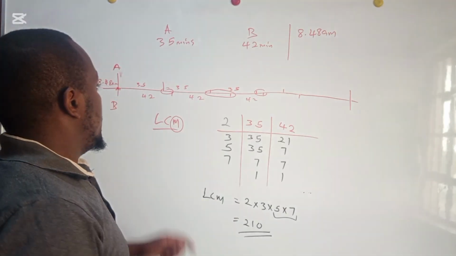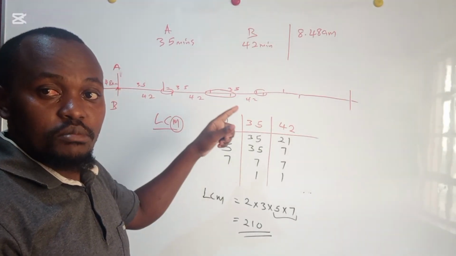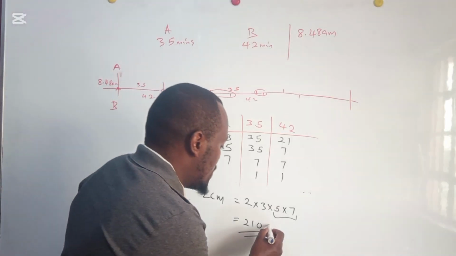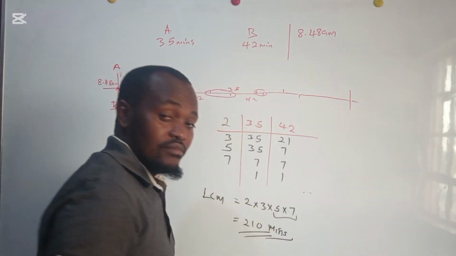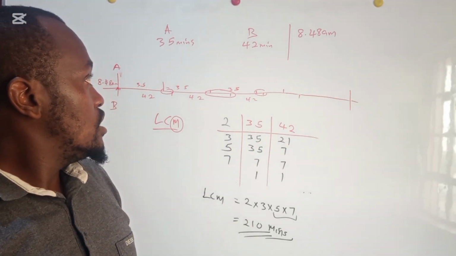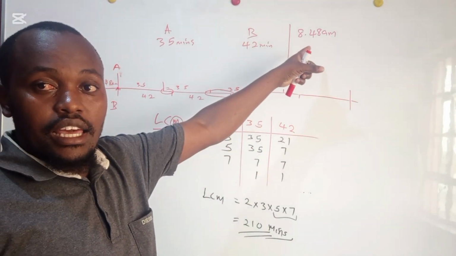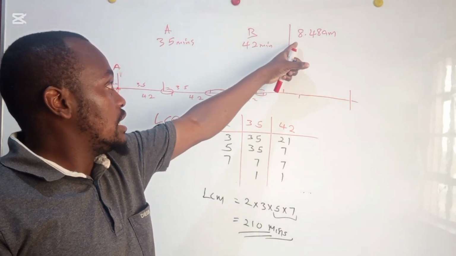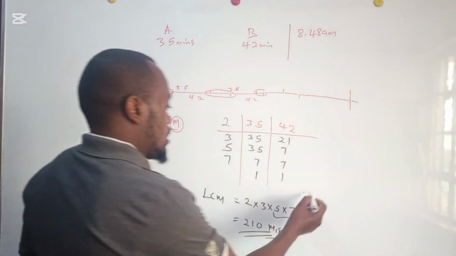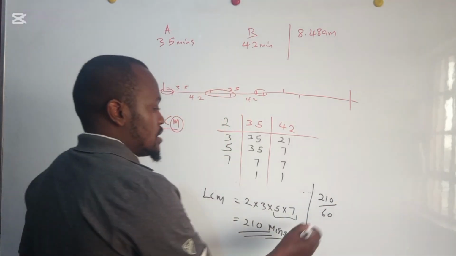We are saying if bell A rings after 35 minutes and bell B rings after 42 minutes, the two bells will ring again together after 210 minutes. Yes, after 210 minutes. So, you convert this into hours and minutes so that you can add there and know what time they rang together again. Because we are told they rang together at 8:48. So you take 210 divided by 60 so that you convert to hours.